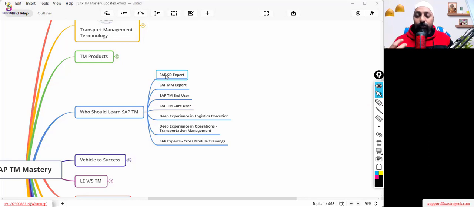You will see when we do TM that it has a very strong integration with the SD module and with MM, sourcing and procurement. With SD specifically, the integration is stronger. Why it is strong and where it gets integrated, we'll go through in this training. But if you're a complete fresher trying to look at TM, you will find it a little difficult to grasp. So my suggestion for a complete fresher with no SAP background is to first go with SAP SD, then jump into SAP TM.